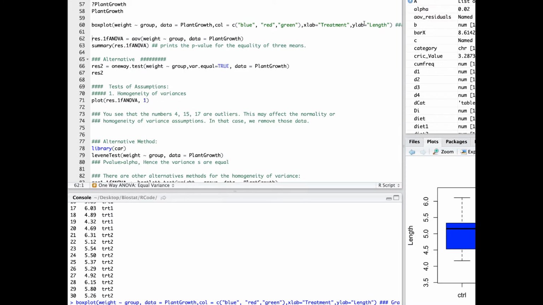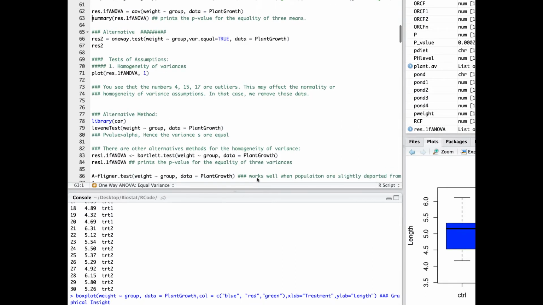So let's do this. What I'm doing here is result.one.factor.ANOVA. This is the name I gave, so you can give any name, no worries there. This aov is the function that you need that evaluates the analysis of variance. aov, analysis of variance, is weight versus the group, with data PlantGrowth. If I run this and take the summary, this is what you see.